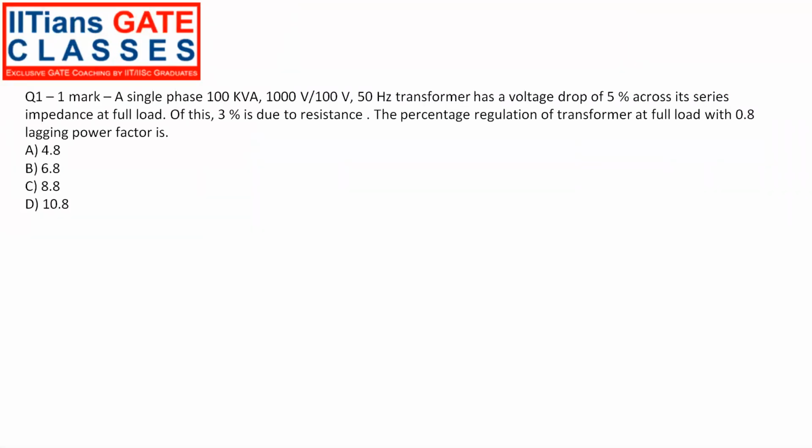The first question is a 1 mark question, which is from transformers. What does the question say, guys? A single phase 100 kVA 1000 volt by 100 volt 50 Hz transformer has a voltage drop of 5% across its series impedance at full load. Of this, 3% is due to resistance. They're asking us to find out the percentage regulation of the transformer at full load with 0.8 power factor lagging. So, what have they given us? Let's see the solution.